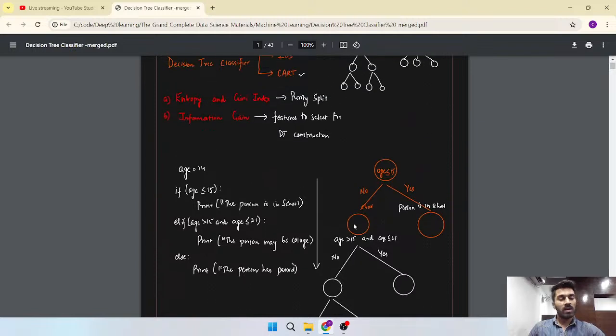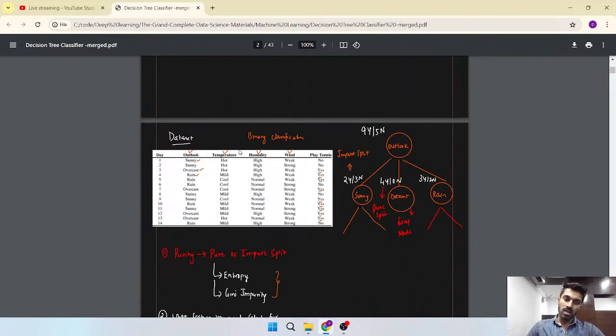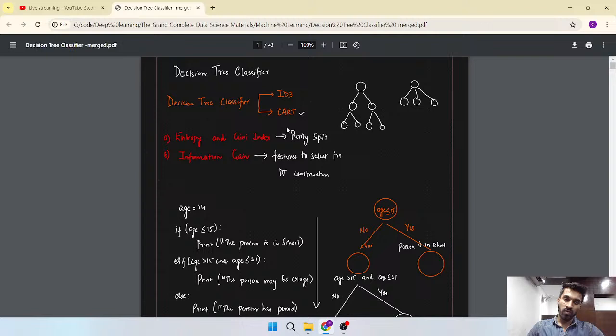Decision tree is nothing but an if-else structure, and it is not based on distance. Since it is not based on distance, there is no need for feature standardization or normalization. So in decision tree, standardization and normalization are not required. That's it. And we can get the accuracy of a decision tree.